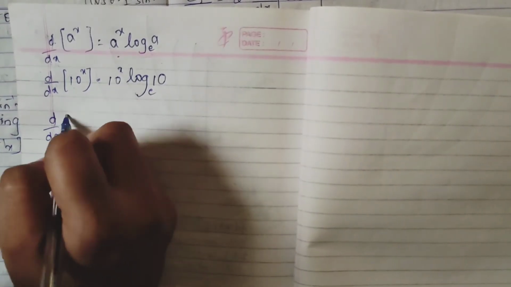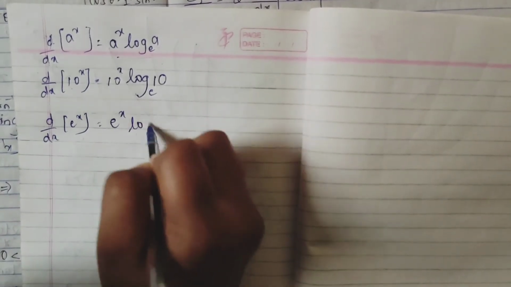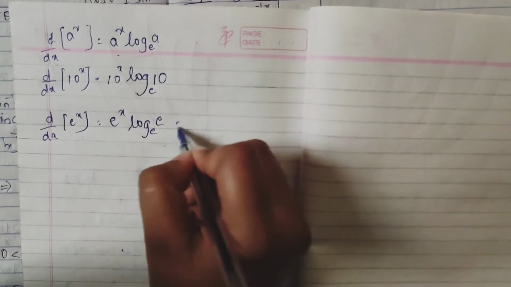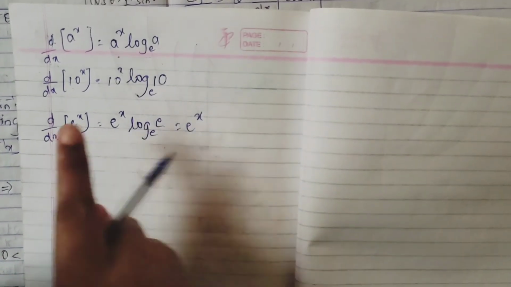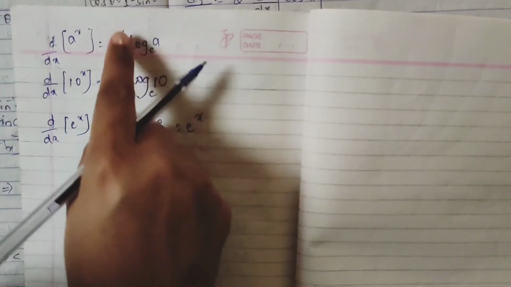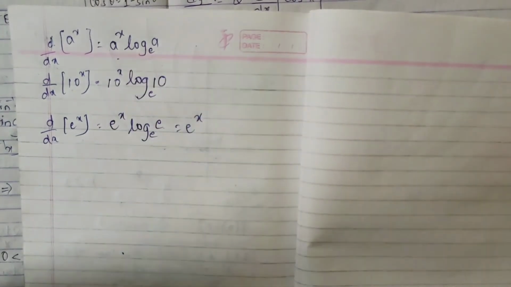Now differentiation of e to the power x, how do we do it? e to the power x log e to the base e. Log e to the base e is 1 itself, so you get e to the x. So differentiation of e to the x is e to the x itself. When you differentiate a to the x, it will be a to the power x log a to the base e. I have given you this in the formula.